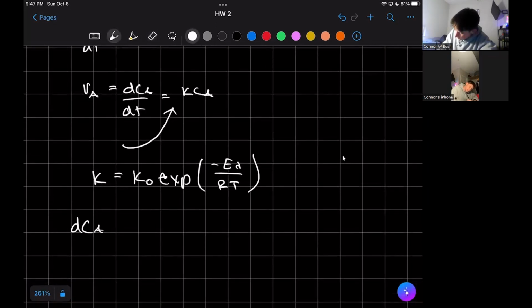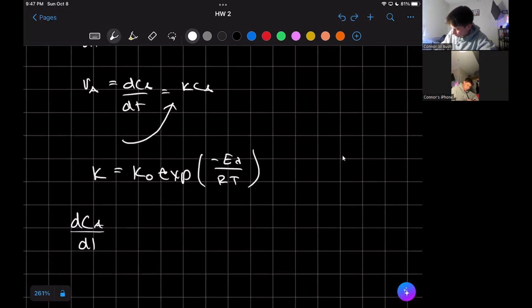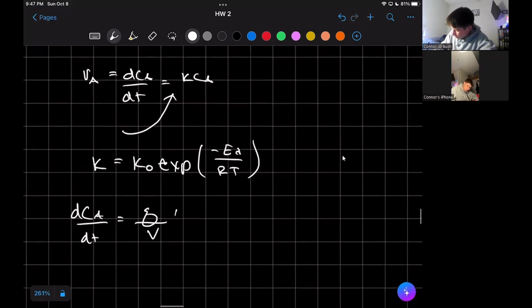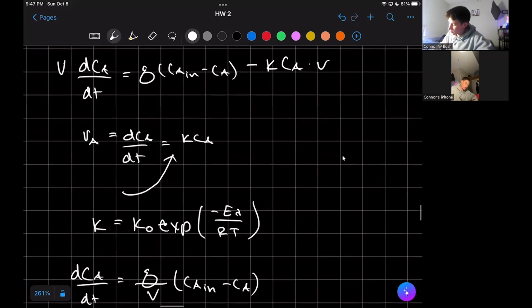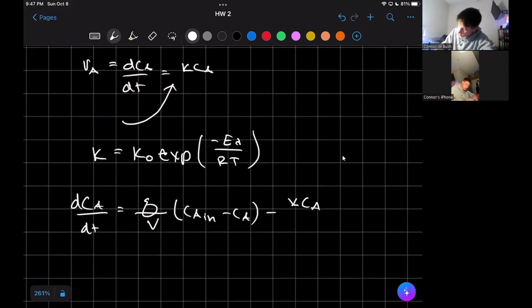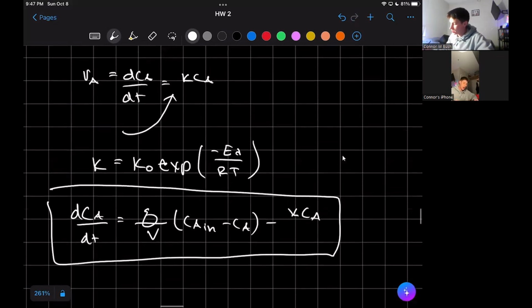dCA dt equals, sorry, this is very finicky. This flow rate Q over volume multiplied by concentration in, subtracted by the concentration out, and then minus our K CA term. So this is our concentration differential from using mass balance.